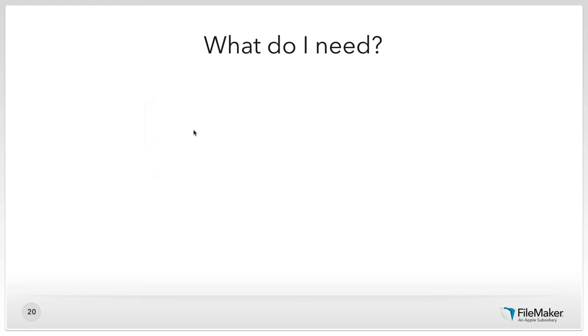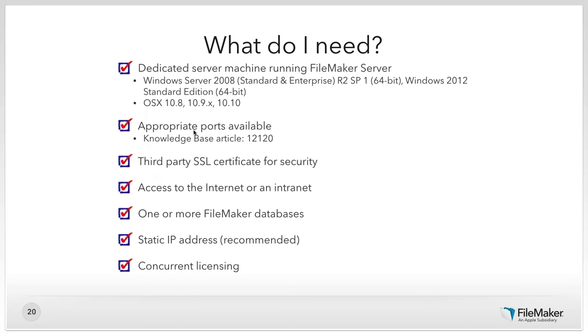We'll just go over what you need to get going with this, and then we'll open up for some questions. So of course you're going to need some kind of hardware to run FileMaker Server on. We recommend Windows Server 2008 and upwards, or running it on a Mac on OS X 10.8 and above. If you've got an IT department, they're going to want to know if you've got an on-premise site. They're going to know what firewall ports to open up. There's a knowledge base article on that, which is 12120 on our website.